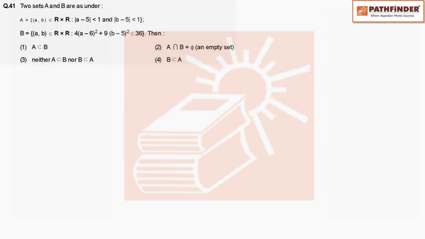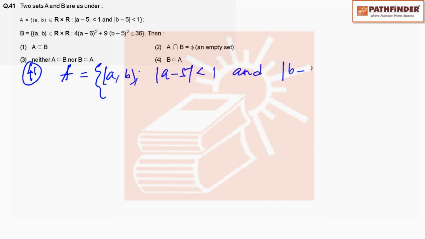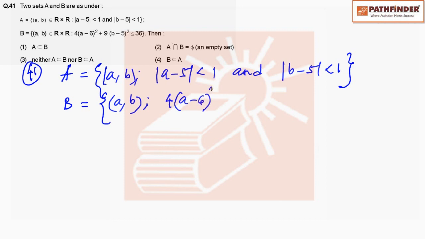4. Question number 41. A is an ordered pair A, B, where mod of A minus 5 is less than 1 and mod of B minus 5 is less than 1, and B is the set of A, B such that 4 into A minus 6 square plus 9 into B minus 5 square is less or equal to 36.